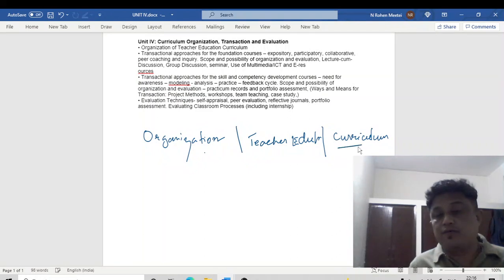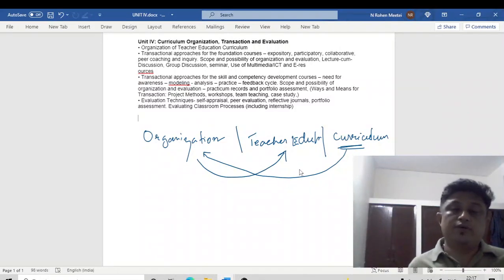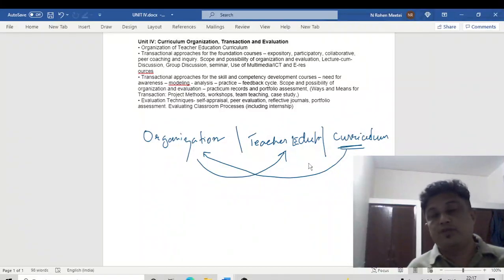First of all, what is curriculum? Already you have come across during the bachelor degree program at the primary teachers training program what is curriculum, and right now how to organize that curriculum for teacher education. So see, just remember how I drew the lines. What is curriculum?